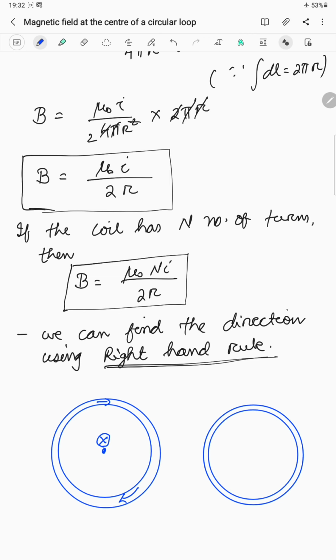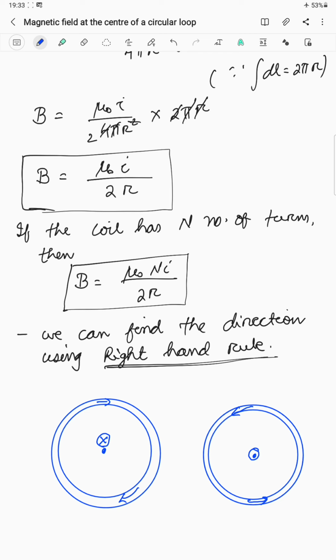Okay. So here in this case the current is moving in this direction. This is the direction of the current, anti-clockwise. So what will be at the center? The thumb is pointing away from the plane of the paper. That means a dot. At the center you will get a dot, the magnetic field direction. So this is how you can find the direction of the magnetic field using right hand rule.